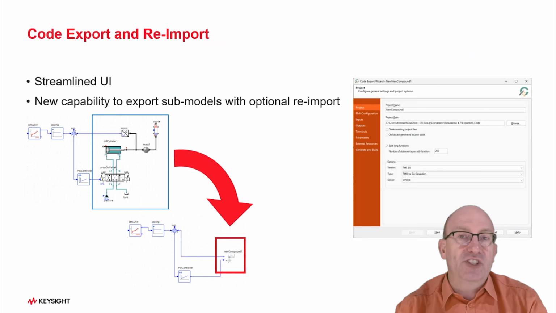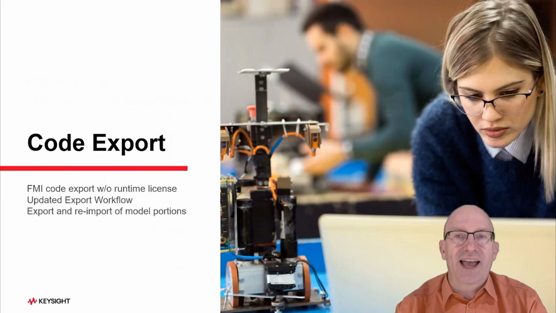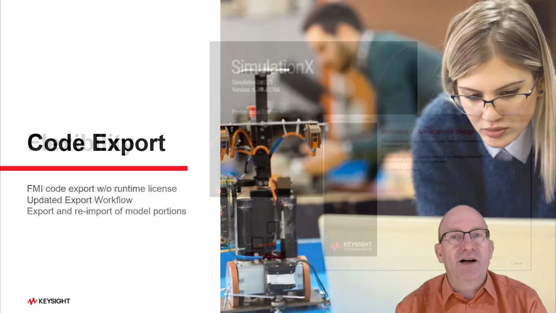This is just illustrating this once again on the slide. We have all seen this in the demonstration. I don't need to comment more on that, and this shall conclude my section on the code export. So we have seen that we have a new licensing way for FMUs. We have seen that we have an updated export workflow here. More possibilities, more flexibility, more streamlining. And we also see that we can export and re-import model portions very easily.